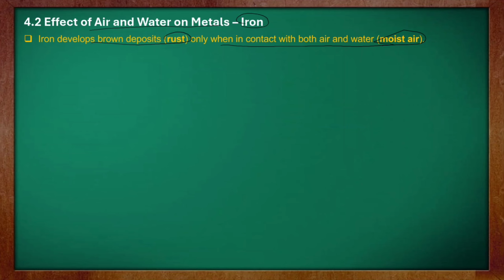Isn't it? That is, in glass A and glass B, the iron nails do not show any brown deposit, but in glass C it shows a brown deposit. Why? Because the moist air is responsible for the development of the brown deposit on objects made of iron. Okay, and this brown deposit, what do you call it? The brown deposit is known as rusting.